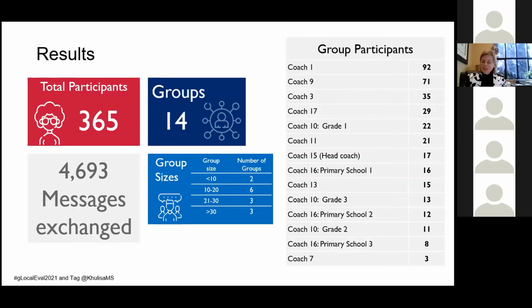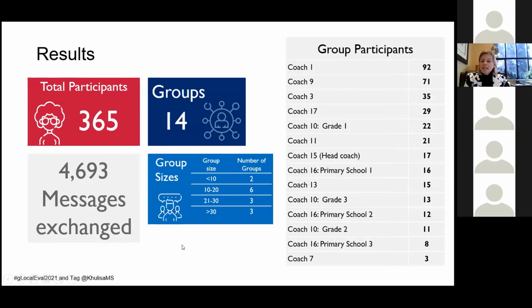So all very good. And in South Africa, social justice and inclusion is the name of the game, but this resulted in contamination. But you can see that not everybody had the same number. Coach 3 had 35, so about half the number of coaches. Coach 17 had about 29. Coach 10 did a different strategy. They had a grade 1, grade 2, and grade 3 group. So if you add them together, you can see that they had the right number.